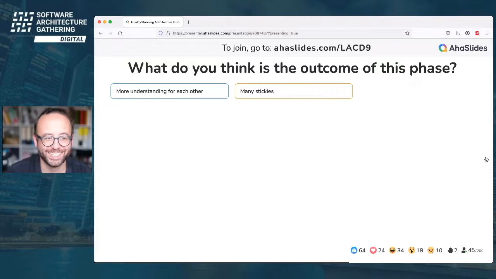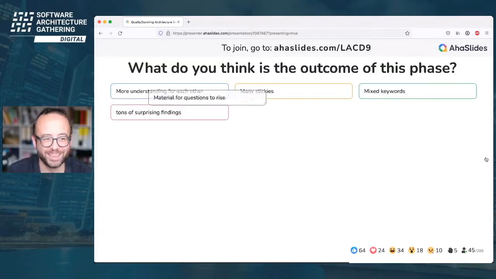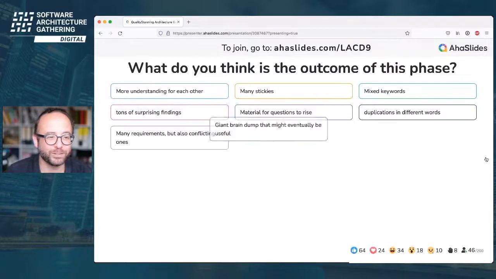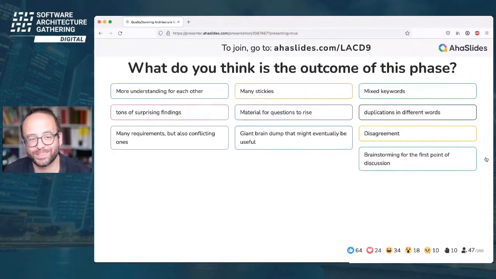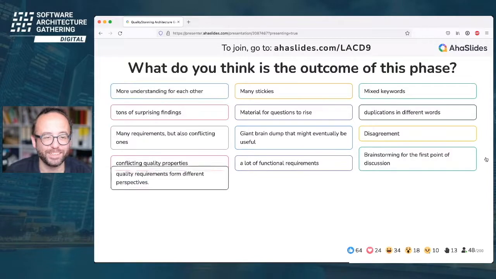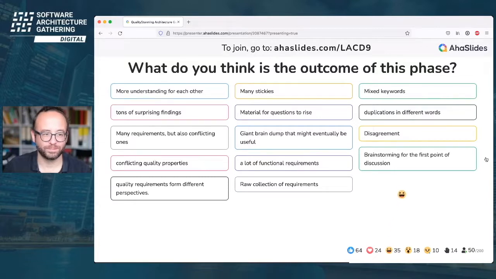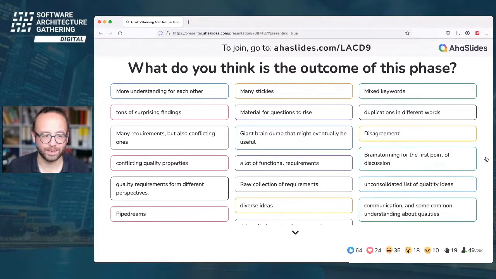Many stickies, yes. Alberto Brandolini, the inventor of event storming, sometimes does talks at conferences that are called 50,000 sticky notes later. Conflicting quality properties, yeah. A lot of functional requirements. Yeah, I think some functional requirements will be in there, but I hope also quality requirements. A raw collection, unconsolidated list.